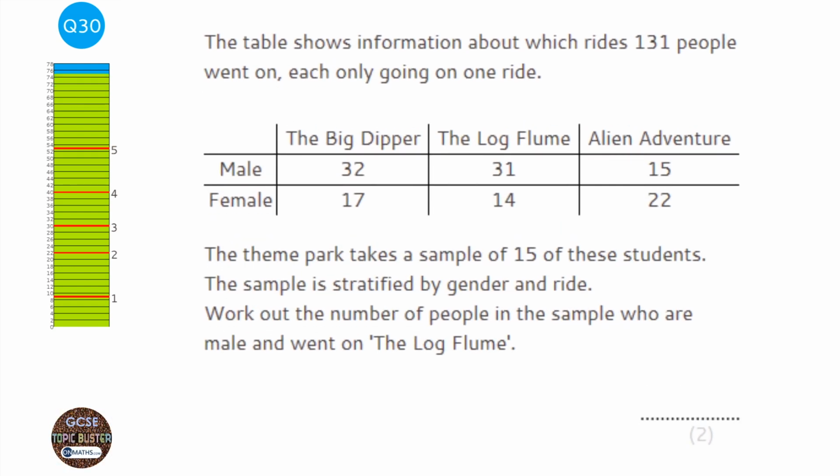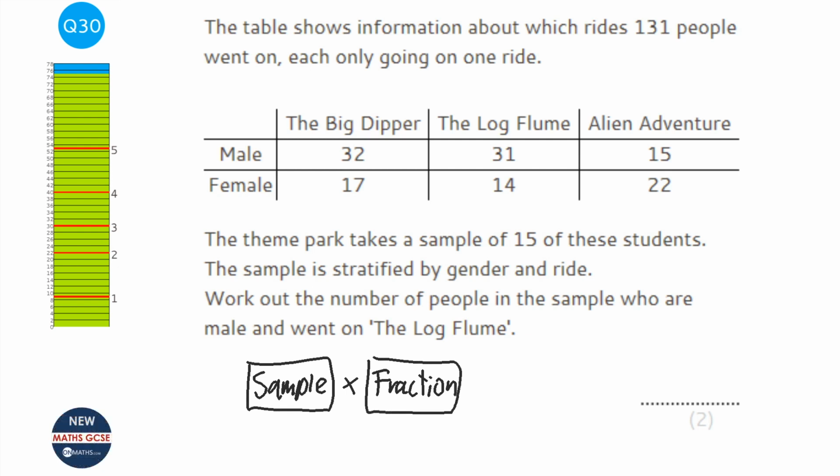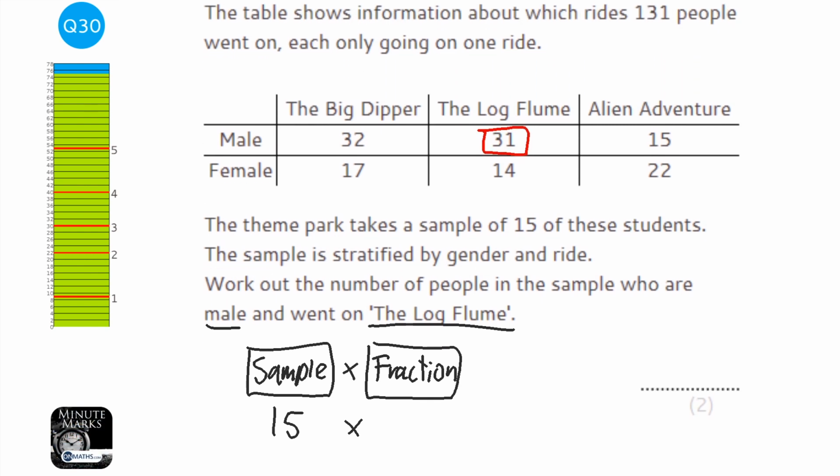Okay, so whenever you're finding a stratified sample, you always have the number in the sample and you times it by the fraction of that particular group that you're interested in. So our sample is 15, and we're going to times that by, well, it says the male who went to the log flume. So male who went to the log flume is here, and I think it says in the question there's 131. So it's going to be 31 of the people out of 131.